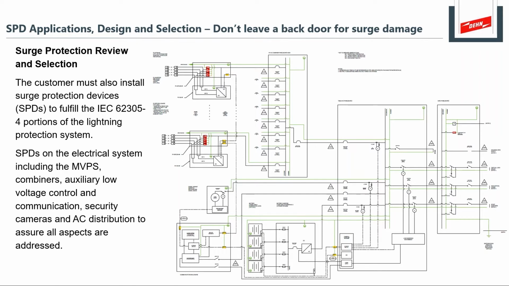And so what's important is to examine your electrical schematics, understand where these devices are distributed across your plant, and apply surge protection devices. You don't want to leave a back door for surge damage to come through a data connection into a very expensive combiner converter on your solar power plant.